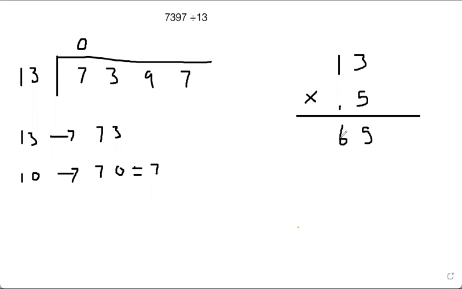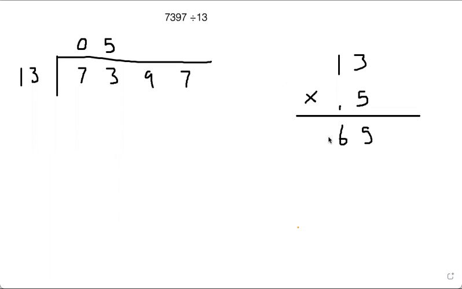So as we can see, we tried 7, and 7 was too much. We tried 6, and 6 was too much. But 5 fits. 5 13s make 65. 6 13s will be too much. So we know now that 5 13s fit into 73, but not exactly. As we can see, 5 times 13 was 65, so we have to work out our remainder.